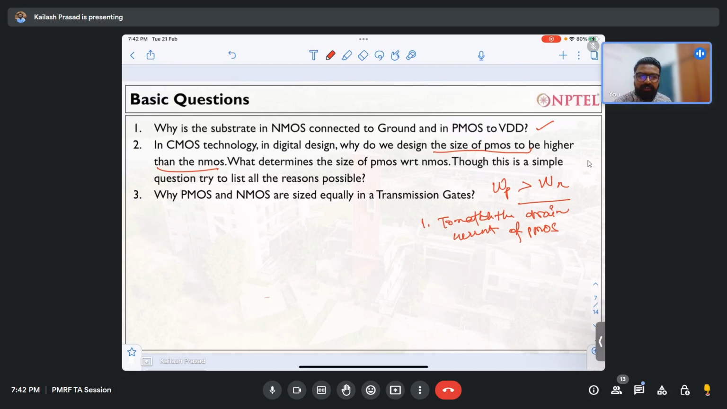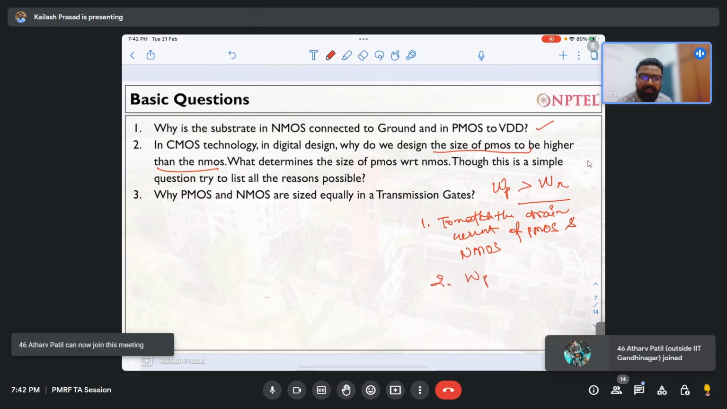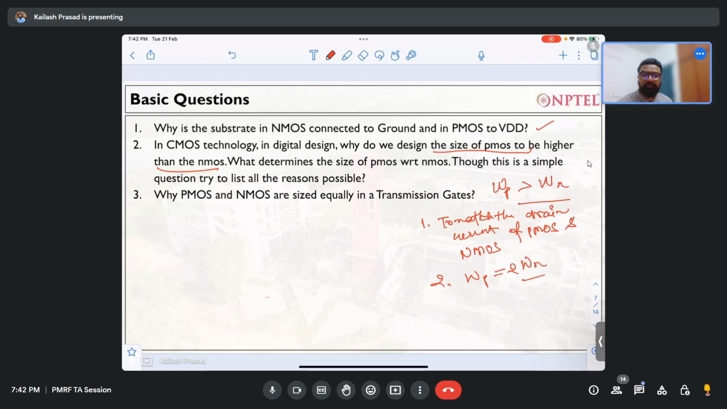To match the drain current of PMOS and NMOS, right? And what he's saying is WP is equal to twice of WN. Okay. So this is on the assumption that mu P is 1 by 2 mu N. If this is the case, then WP is twice WN. Generally, this 2 times factor we take, but you should understand, right?